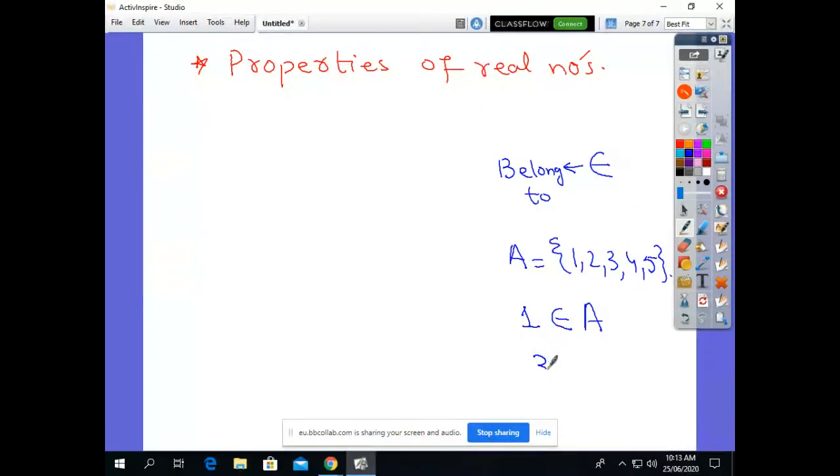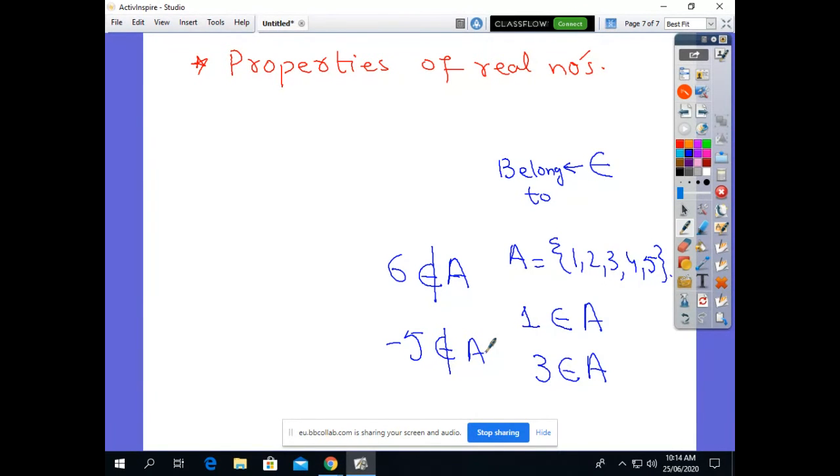Now again, we see 3 also belongs to set A. But if we write 6 belongs to set A, is there any 6 written in set A? No. 6 doesn't belong to set A. How do we write "doesn't belong to"? We write the belongs to symbol with a line through it. It means 6 doesn't belong to set A. Similarly, negative 5 does not belong to set A, which means negative 5 is not in set A.